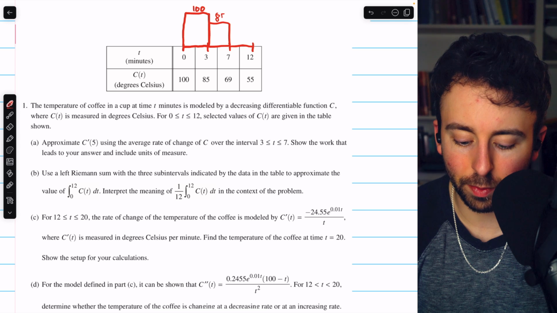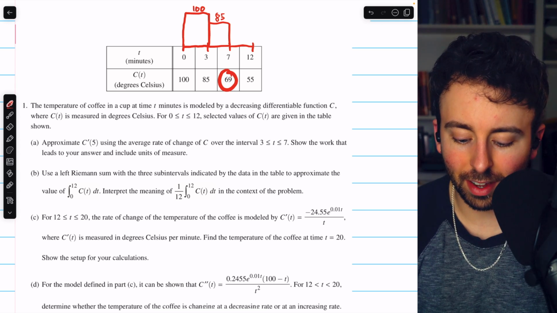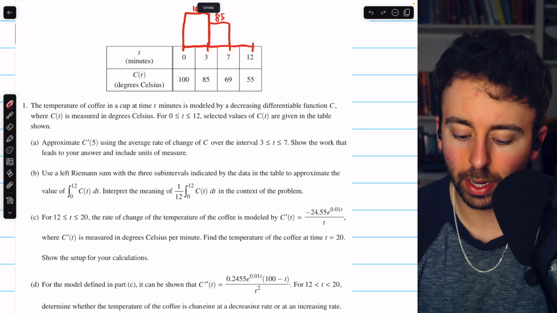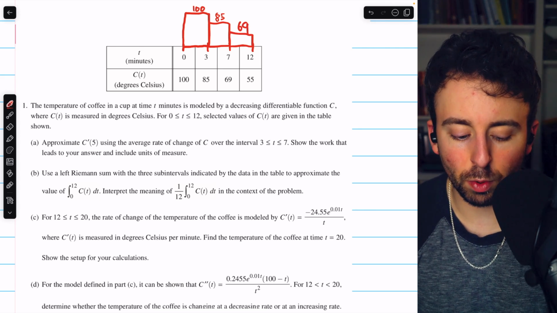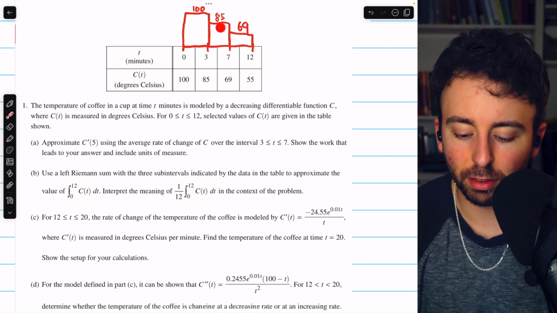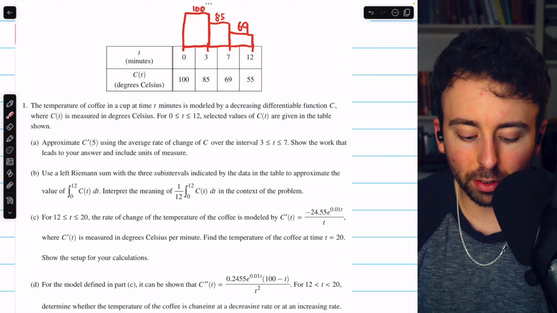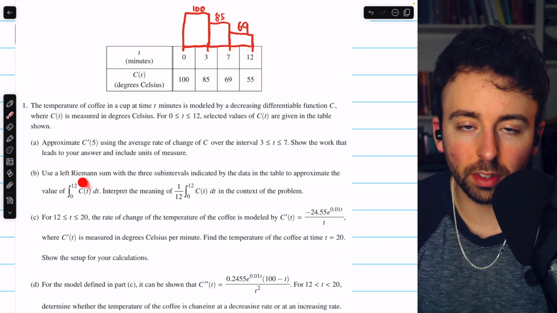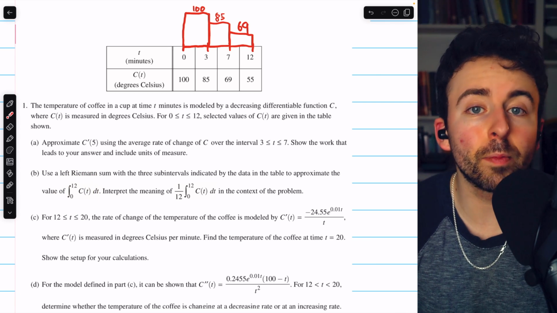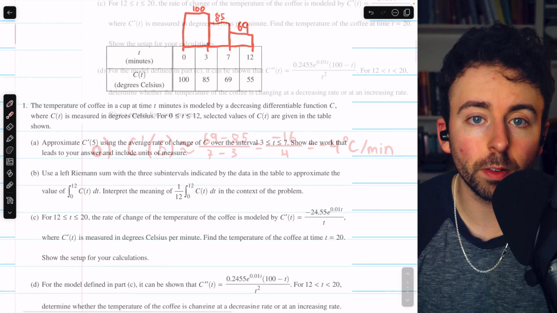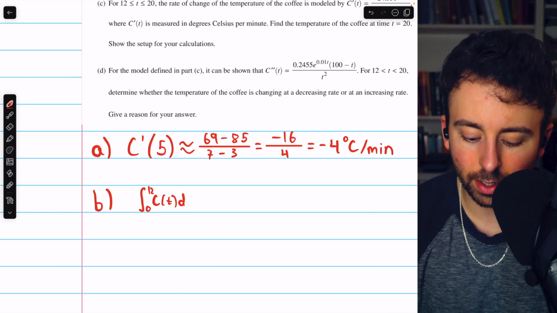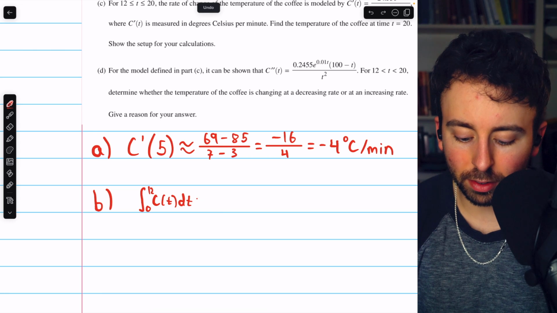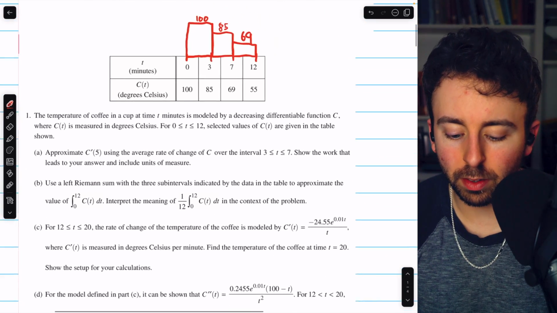That has a height of 85. And then the final rectangle has a height of 69 because that's the left endpoint at t equals 7. So maybe that looks something like this. Using this Riemann sum, adding up the areas of these 3 rectangles, we will have an approximation of the integral of c of t from 0 to 12, an approximation of the area under the curve. So coming down here to write part B, the integral from 0 to 12 of this temperature function, c of t dt, is approximately the sum of the areas of these rectangles.